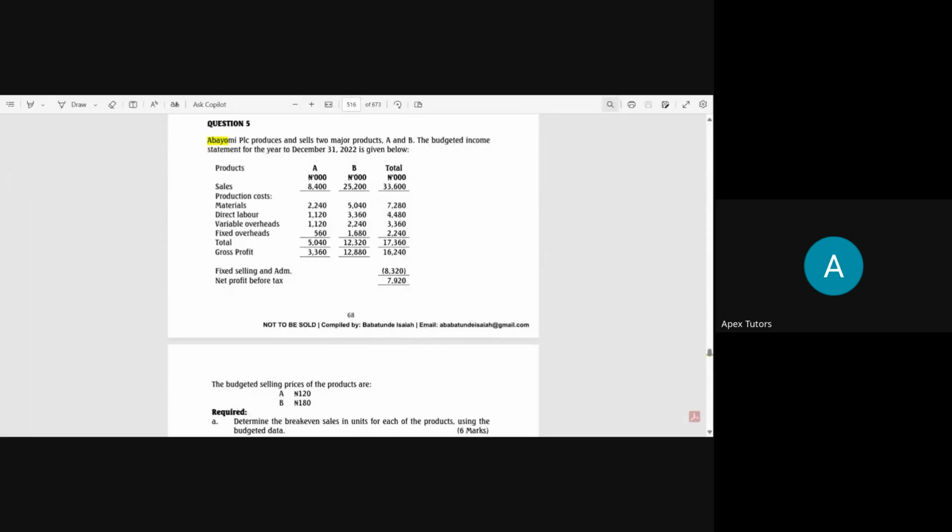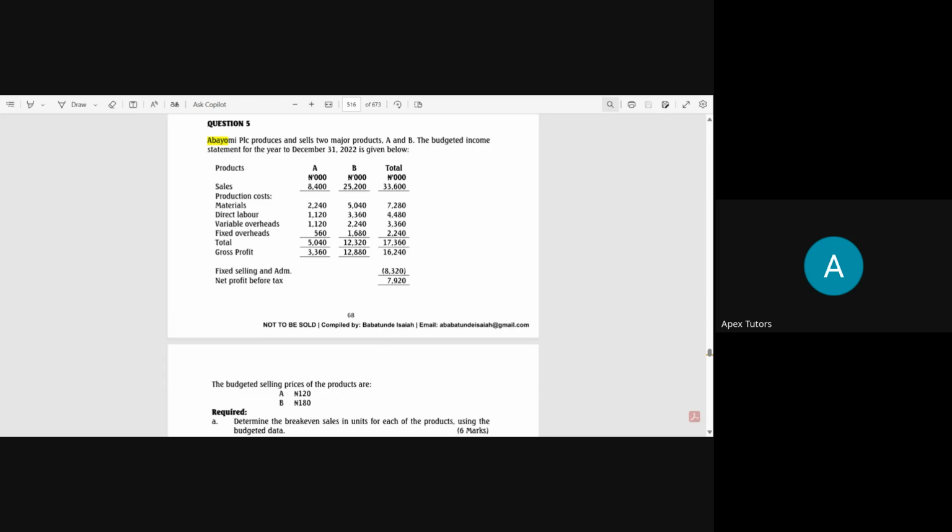The selling price per unit is what? For A is 120. For B is 180. Now, contribution is selling price less variable cost. What are the variable costs in this question? We have materials, direct labor, and variable overhead.